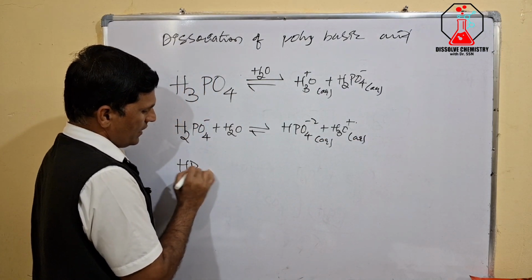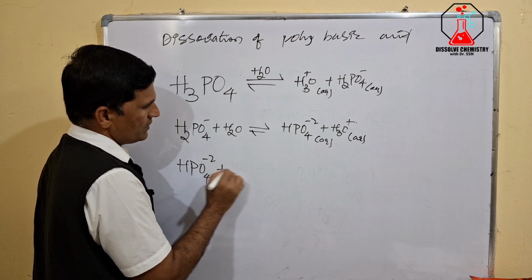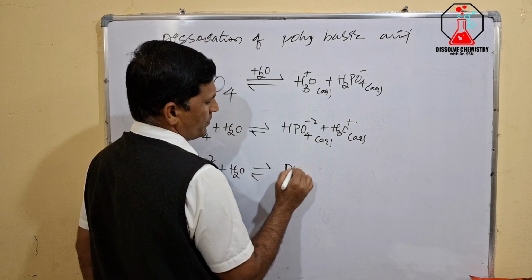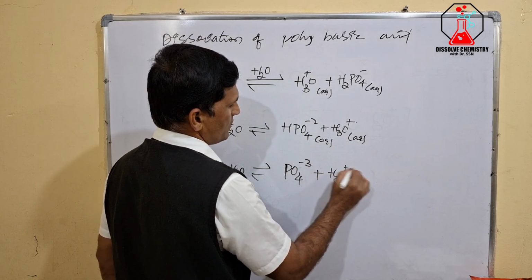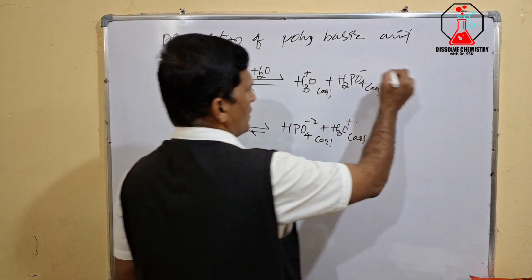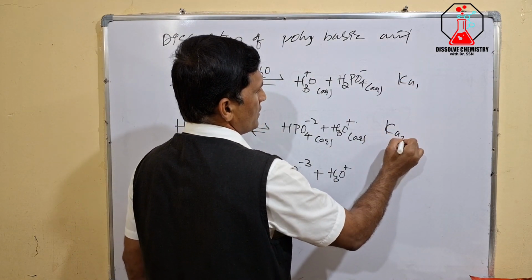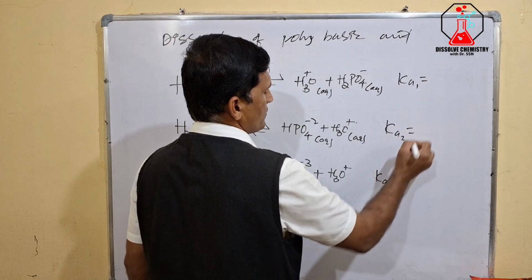Similarly, HPO4 2- plus H2O will give PO4 3- plus H3O+. Okay. So the dissociation constant we call it as Ka1, Ka2 and Ka3.